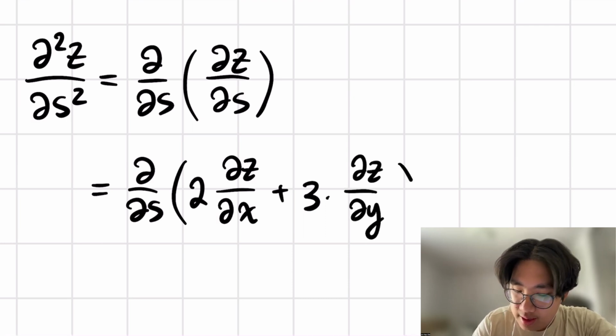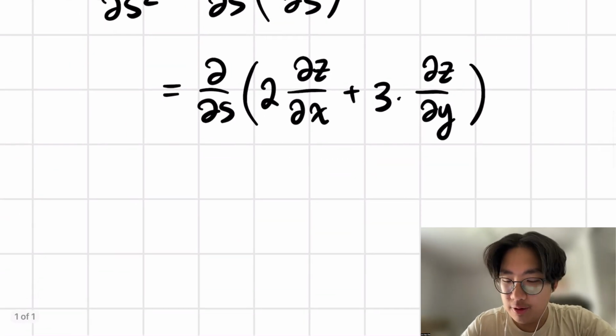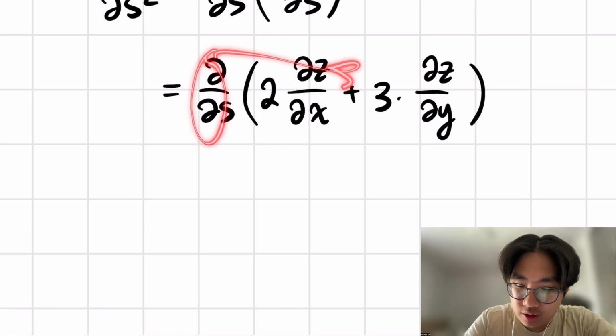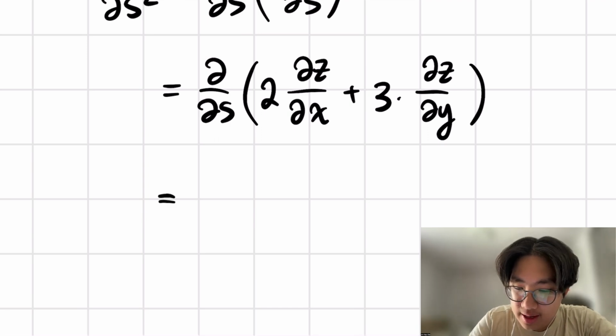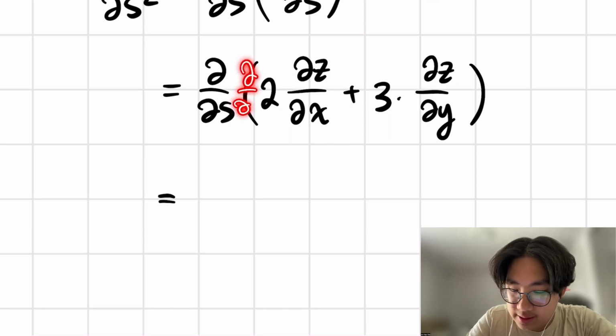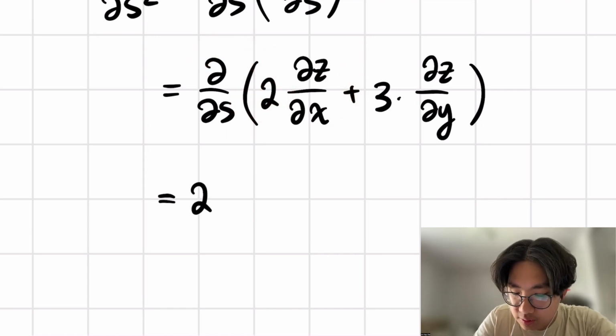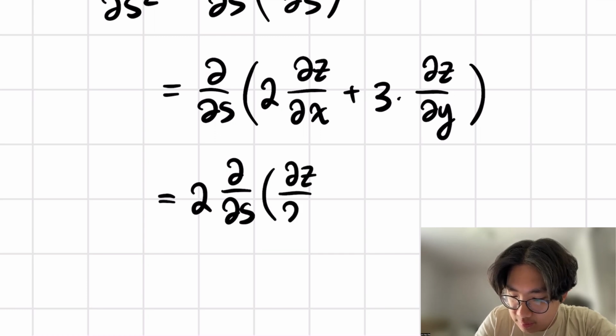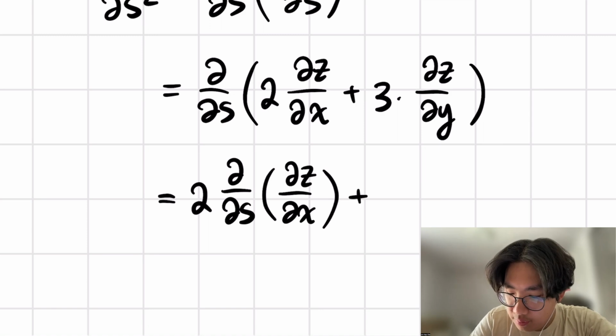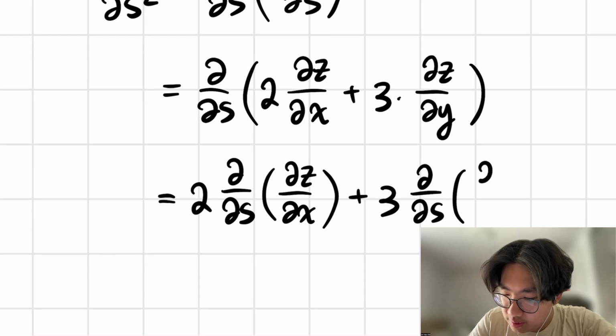The next step is to apply the linear property of the derivative, or linearity, meaning I'll think about distributing it effectively. So that looks like this. Because it's a constant, we're able to just move it out. So technically it would be partial over partial s of this entire thing, but we can move the 2 out front. So we get 2 times partial over partial s of partial z partial x plus 3 times partial over partial s of partial z partial y.